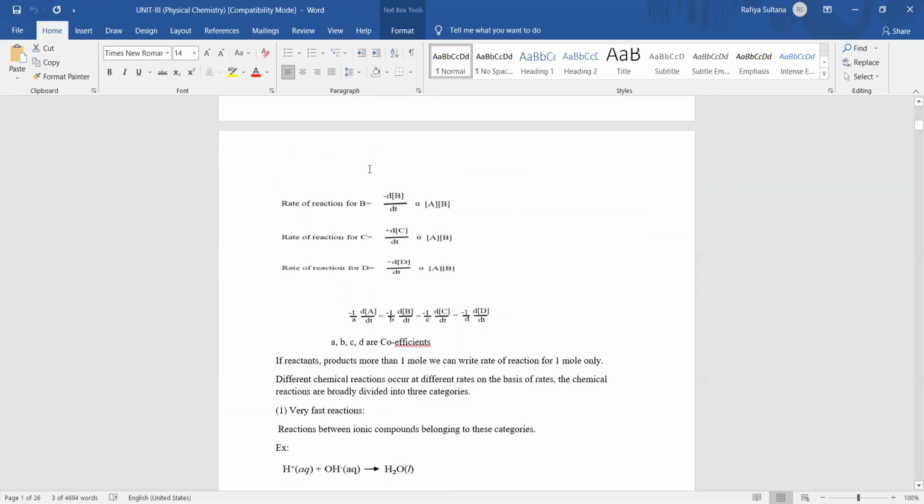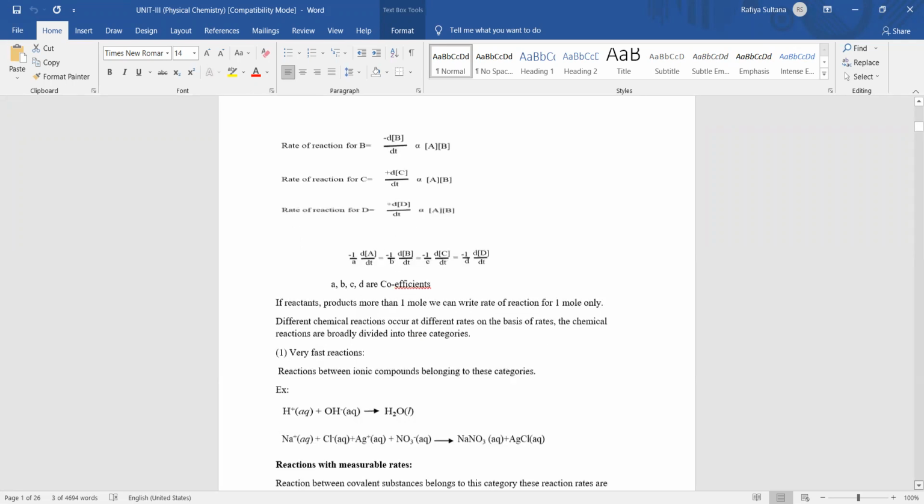Similarly, when we are expressing the rate of a reaction for the second reactant B, it is the same expression: minus d by dt of the concentration of B. If you are expressing the rate of a reaction in terms of products, you have to indicate a positive sign, as the products' concentration increases. Here you are indicating a minus sign. Why minus sign? Because there is a decrease in the concentration of the reactants. Therefore, minus sign.